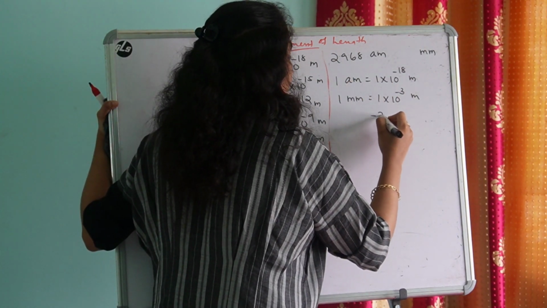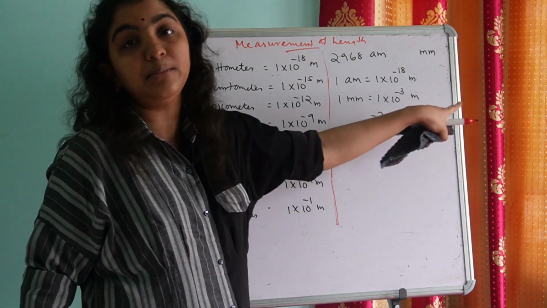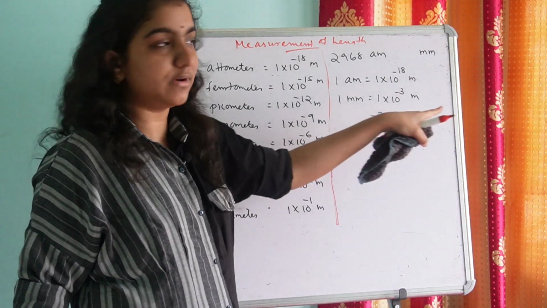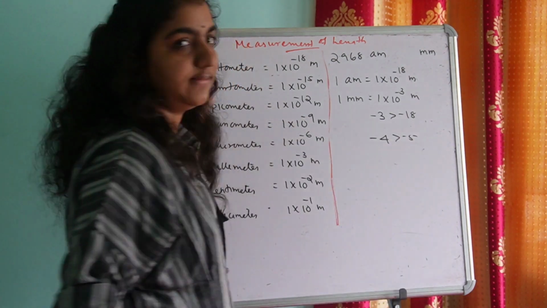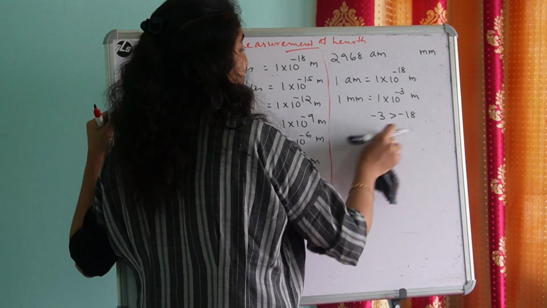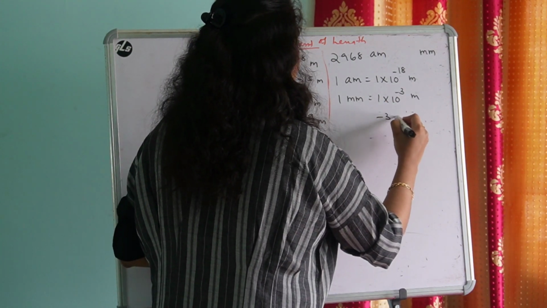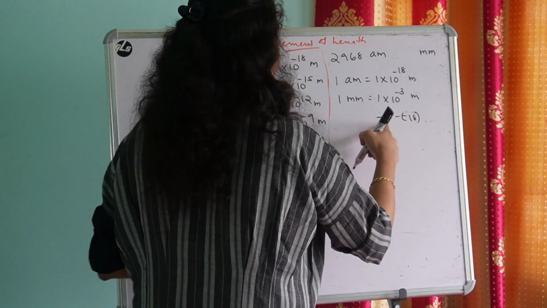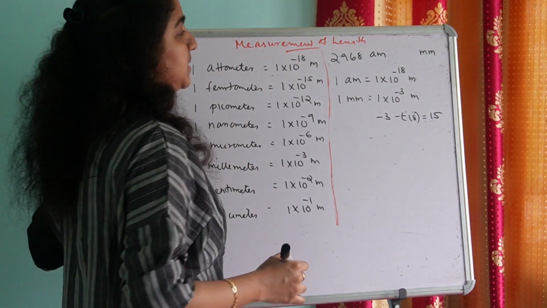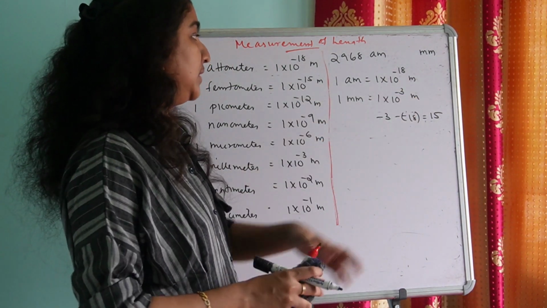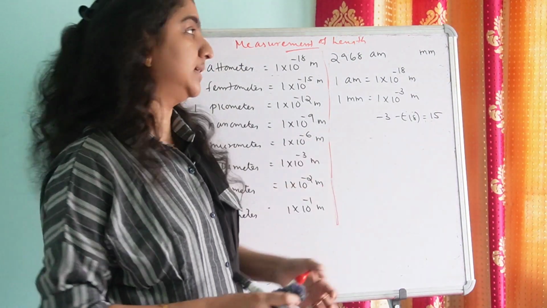Here I know minus 3 is greater than minus 18, isn't it? In the case of negative numbers, minus 3 is greater than minus 18. Minus 4 is greater than minus 5, isn't it? Yes. So minus 3 minus of minus 18 becomes 15. So the difference between these two power values is 15. Is it clear up to this?